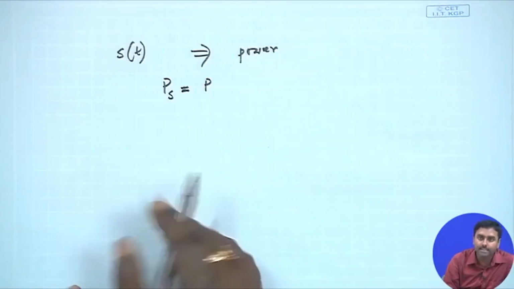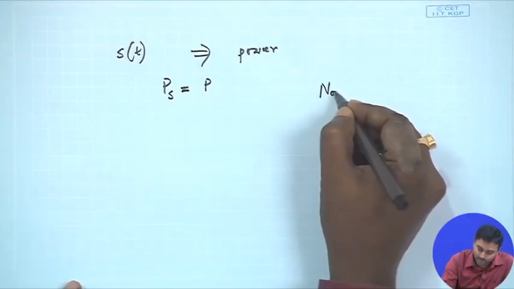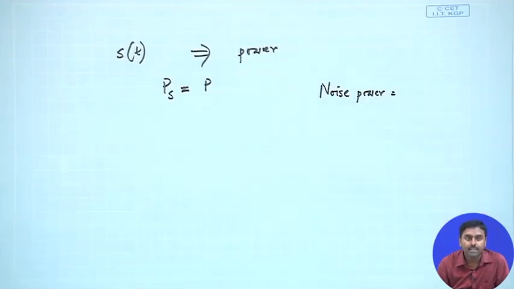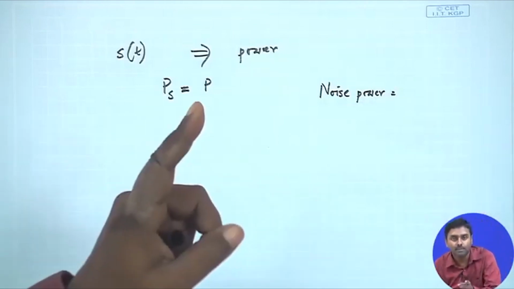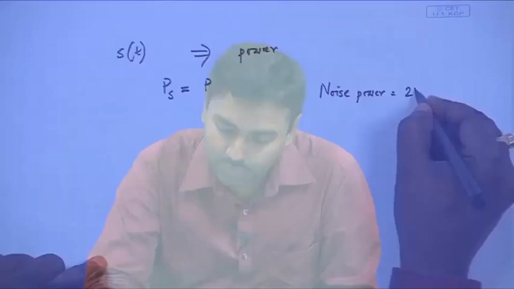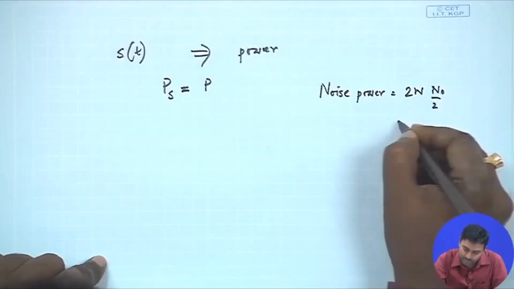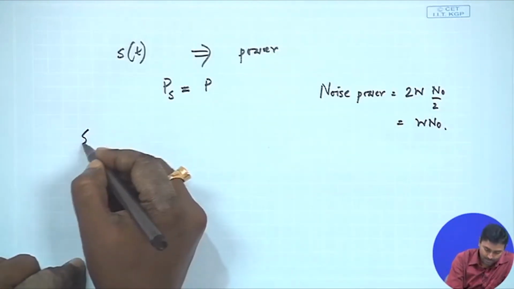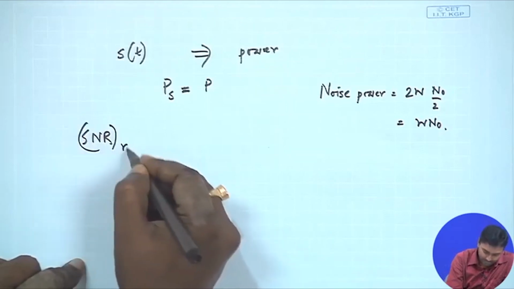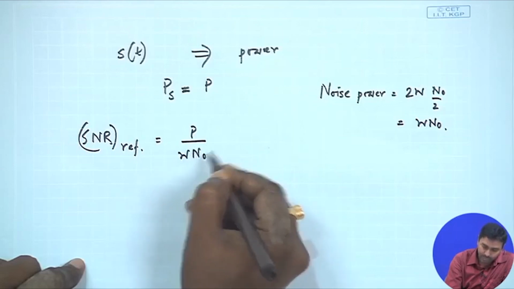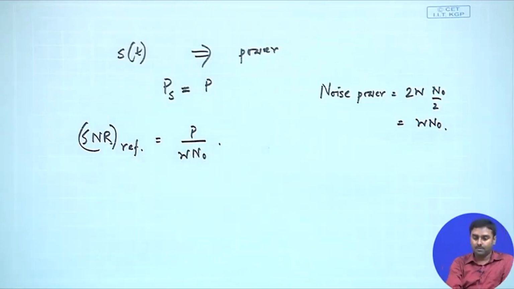What is the noise? Again the same noise. So, the noise power must be, with a low pass filter from minus W to plus W with strength N0 by 2, 2W into N0 by 2, which is nothing but W N0, right. So, therefore, the SNR reference must be P by W N0. Okay. So far it is quite easy.